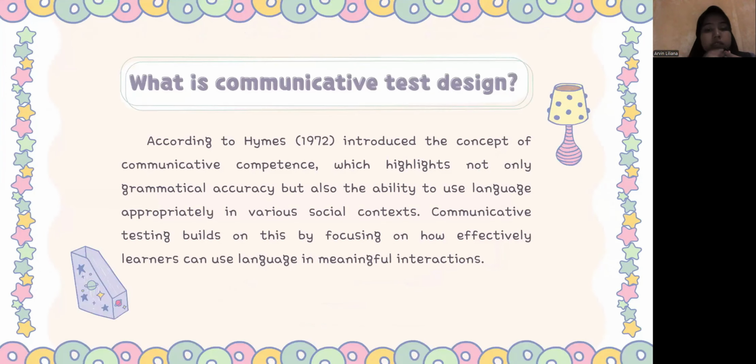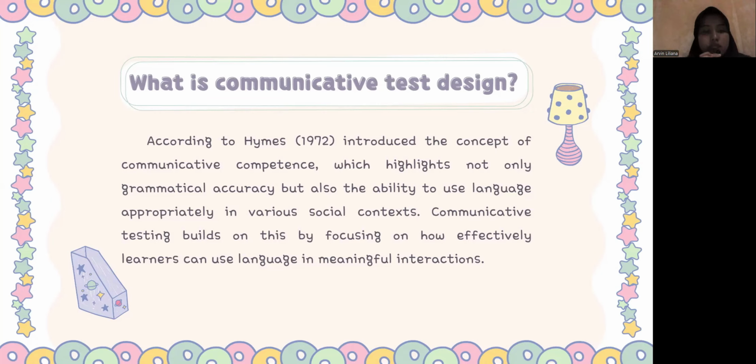According to Hymes, 1972, who introduced the concept of communicative competence, which highlights not only grammatical accuracy but also the ability to use language appropriately in various social contexts. Communicative testing builds on this by focusing on how effectively learners can use language in meaningful interaction. The main goal of this type of test is to assess practical communication skills rather than simply evaluating knowledge of grammar or vocabulary in isolation.